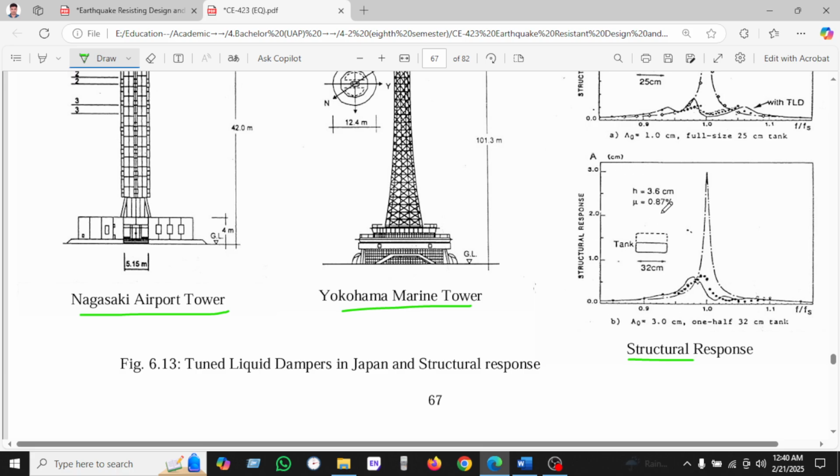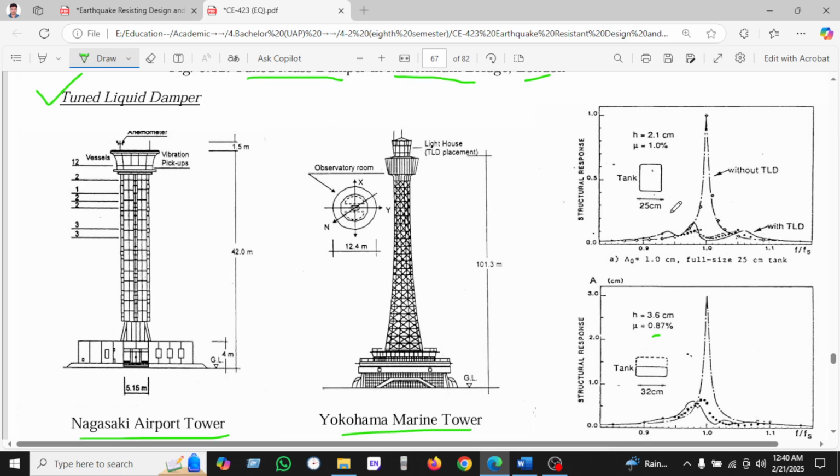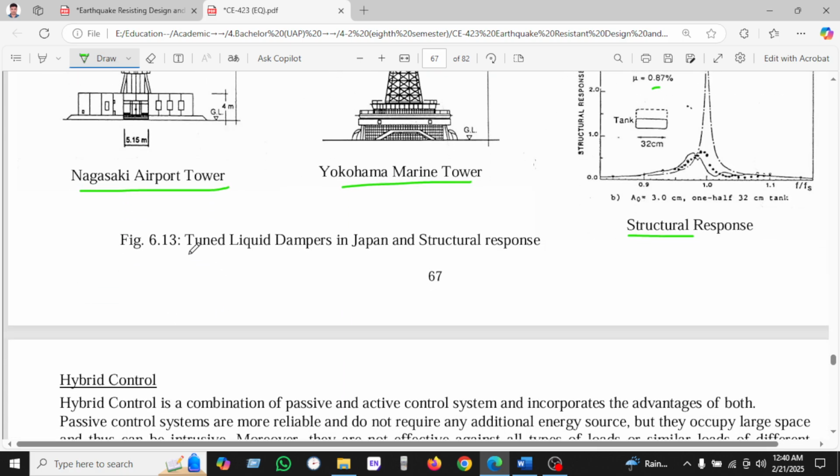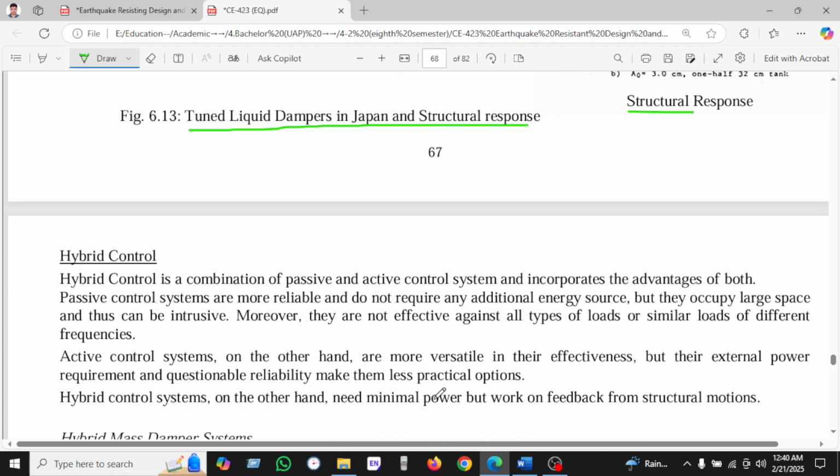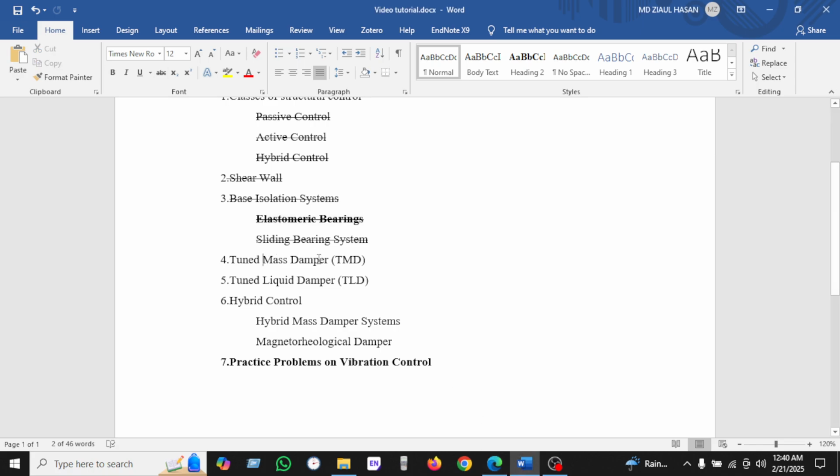A is 1 centimeter, H is 3 centimeter, and mu equals 0.885. Here is the tuned liquid damper in Japan, and the structural response we can see here. Okay, so in this way the TMD and TLD are completed.